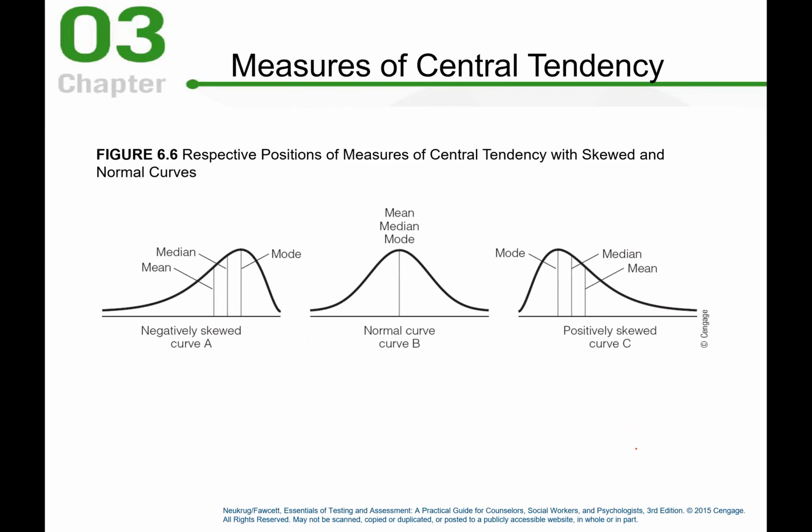Okay, so this is a negatively skewed curve. We know it's a negatively skewed distribution because it has a long tail facing the left. This is a positively skewed distribution because it has a long tail facing the right.